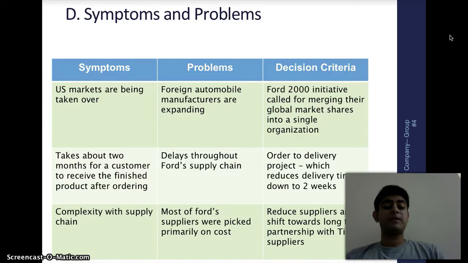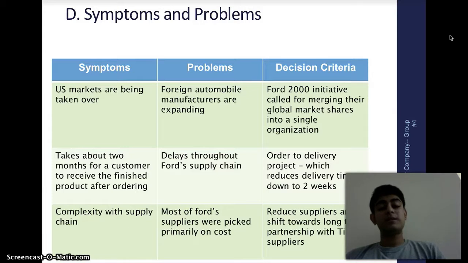And the problem was most of the Ford suppliers were chosen on the basis of the cost that they were charging them. So if the supplier was supplying cheaper materials, Ford chose them instead of an efficient and a little more expensive supplier. So reduce suppliers, because Ford had a lot of suppliers who supply them parts and the accessories that the car needs.